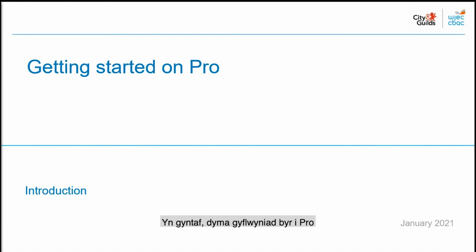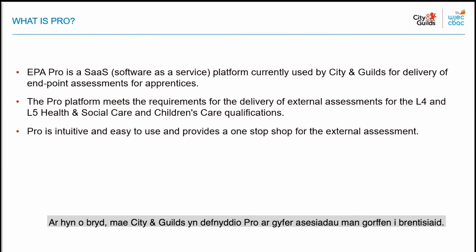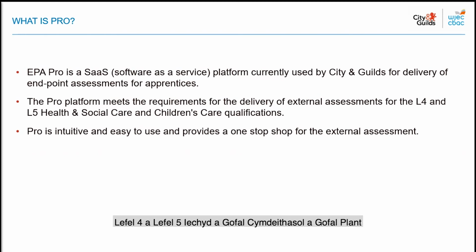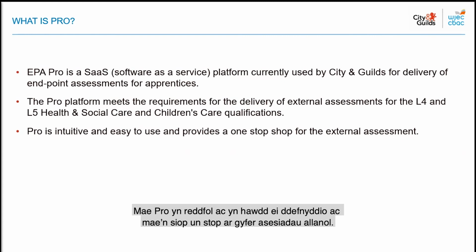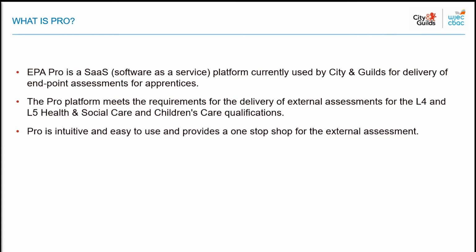Firstly, a brief introduction to Pro. Pro is currently used by City and Guilds for endpoint assessments for apprentices. These include assessments similar to the external assessment for the Level 4 and Level 5 Health and Social Care and Children's Care qualifications, and as such it meets the requirements for their delivery. Pro is intuitive and easy to use and is a one-stop shop for external assessments.